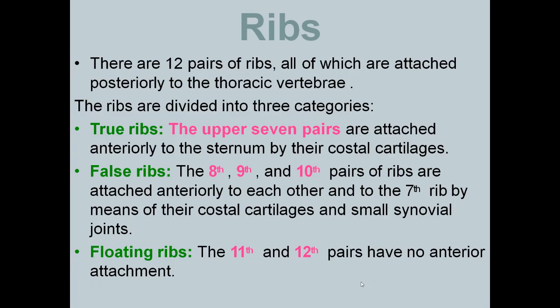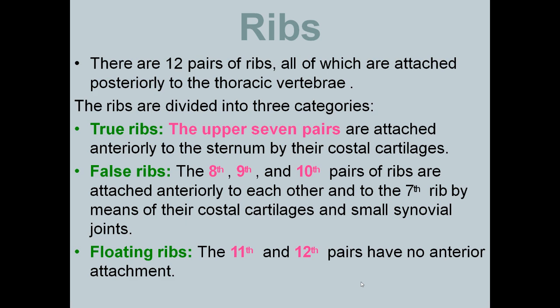Now we will see the ribs. There are 12 pairs of ribs, all of which are attached posteriorly to the thoracic vertebra. The ribs are divided into three categories. There are true ribs, false ribs, and floating ribs.